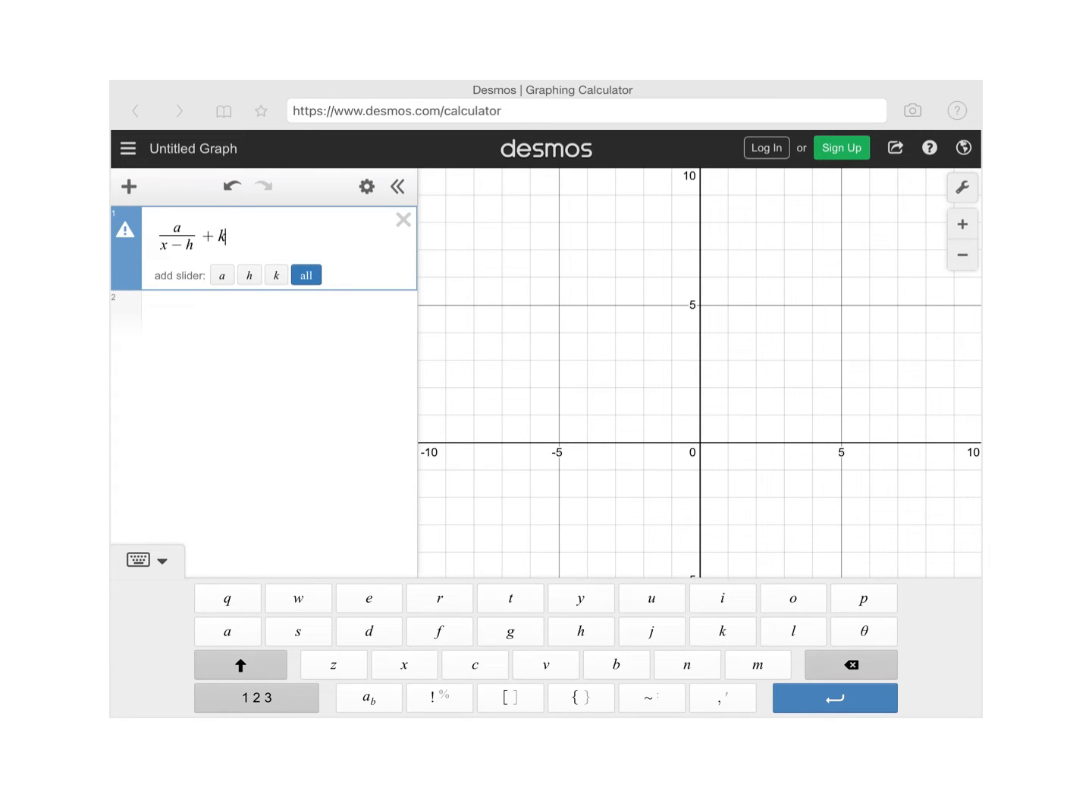Okay. If the general form of our equation here is now a divided by x minus h, plus k, haven't we seen equations with those variables in it before? Yeah, like every chapter, right? Every chapter we do transformations, we talk about the general form with a, h, and k. So what does h do to the graph?